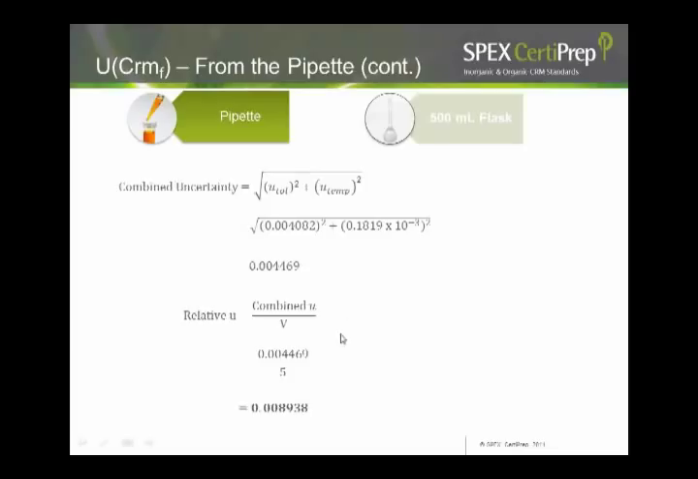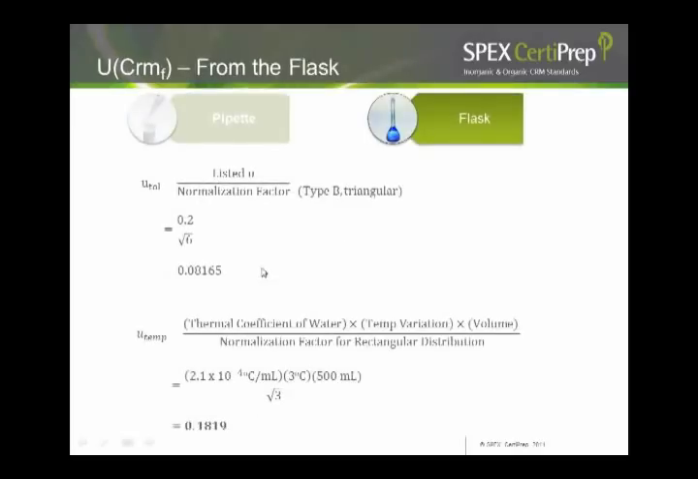The next contribution is from the liquid that is in that. Usually it is water. So the thermal coefficient of volume expansion of water is 2.1 × 10^-4 per degree Celsius per ml. Ours is an environmental control lab. Still it had a variation of 3 degrees Celsius in our lab. And then the volume for this is 500 ml. So when you factor all this and divide by the normalizing factor √3 for rectangular distribution, you get a value of 0.1819. So how do we pool the uncertainty for the 500 ml flask? That is U due to volume and U due to temperature. So when you pool this, you get this value.